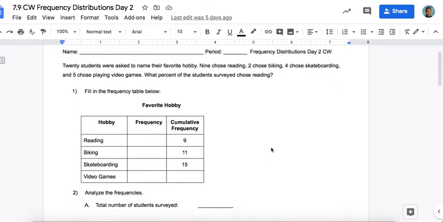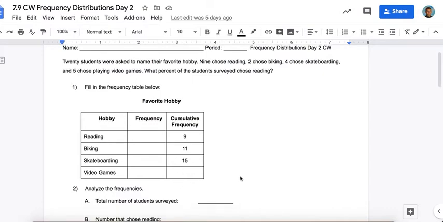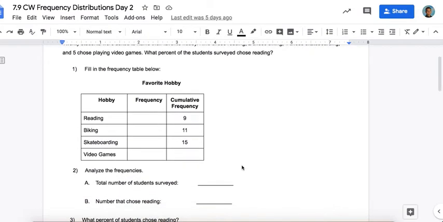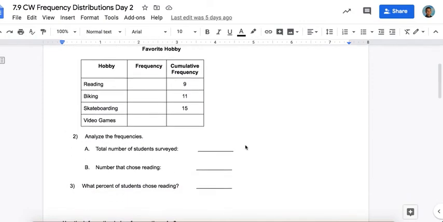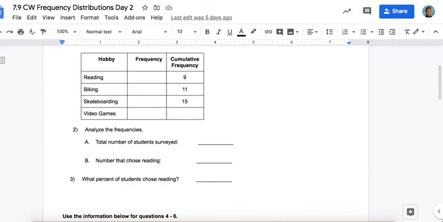So what you had to do here is read the information up here to complete the frequency, finish the cumulative frequency, and answer some questions. As I read above, it tells me that 9 people chose reading. For the first line, that's always going to be the cumulative frequency. For biking, it told me there were 2. So that means the cumulative frequency would be 11 because you have 9 from reading and 2 from biking. So that's so far 11 people.